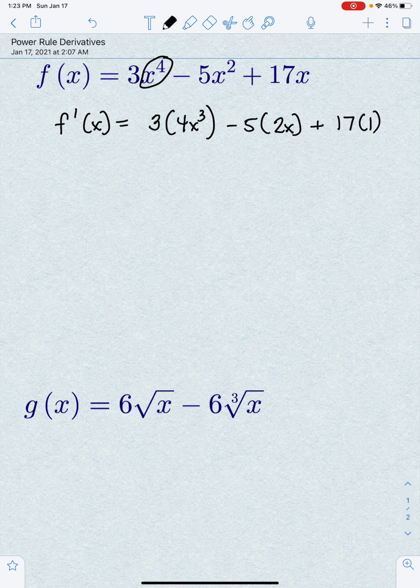And then, of course, we want to simplify our results. That means that this is 12x to the third minus 10x plus 17. And that's the derivative of the original f of x. So we're done there. Okay.